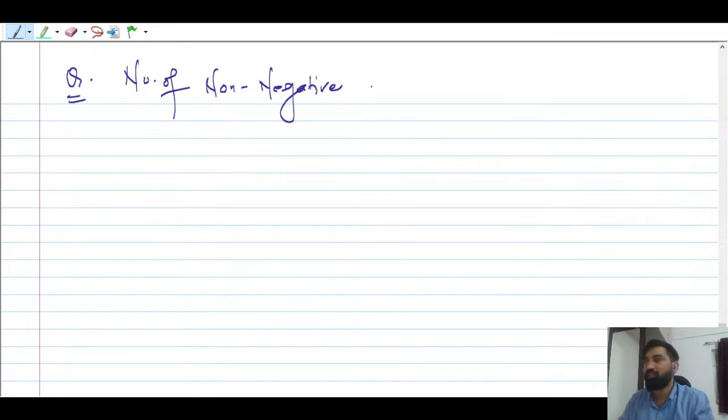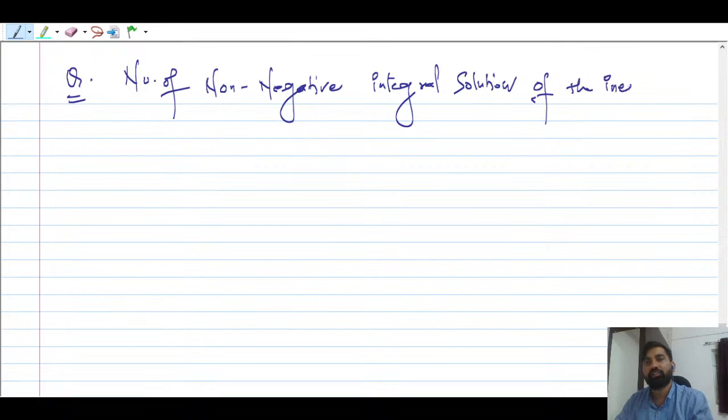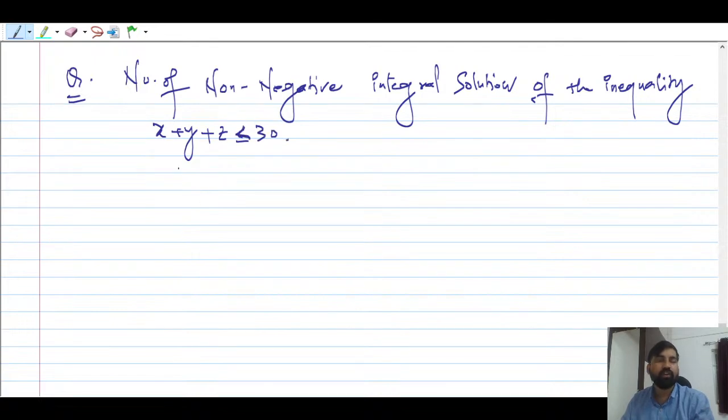And next we take the next question. Suppose you have to find the number of non-negative integral solutions of the inequality x plus y plus z less than or equal to 30, right? So the number of non-negative integral solutions of the inequality, you have been given this now.